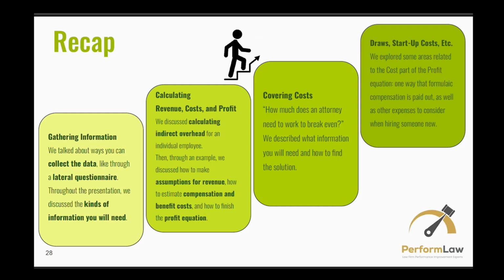So let's just do a little review. First, we talked about how to identify the information that you're going to need to answer your questions and how to go about gathering that information. We talked about how to calculate things like indirect overhead, general overhead, how to make assumptions for revenue, how to estimate compensation and benefit costs, and how to actually go through with the profitability equation.